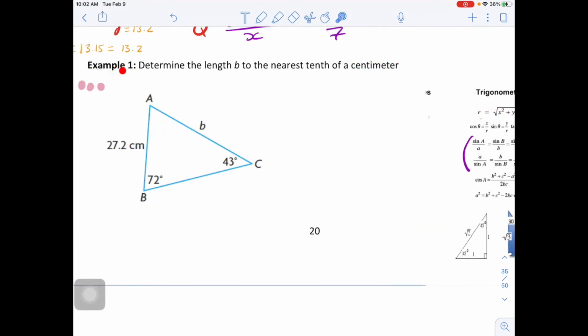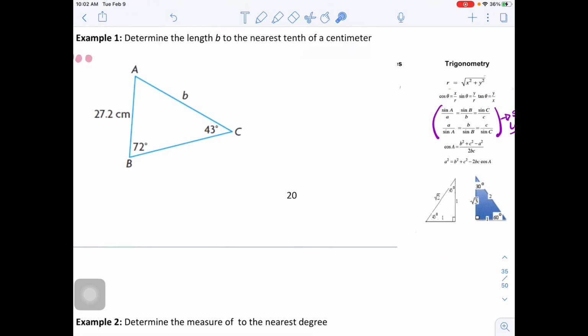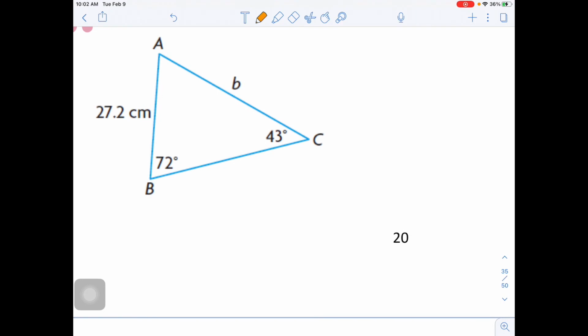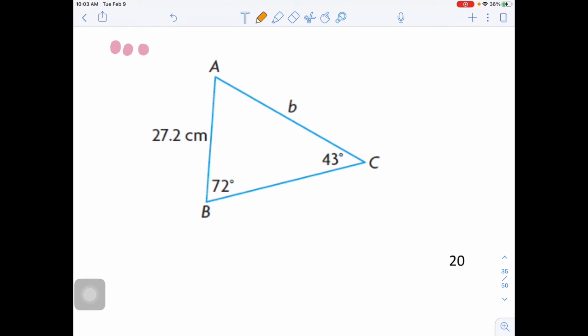Let's work through example 1 here. It says, determine the length of B to the nearest tenth of a centimeter. So again, when we look at this, this leg is opposite to this angle. This leg is opposite to this angle. And this leg is opposite to this angle. So this shouldn't actually be too hard. Here, it's actually listed A, B, C very nicely for us. Understand that since this angle is opposite to this leg, I'm going to notate this as C.